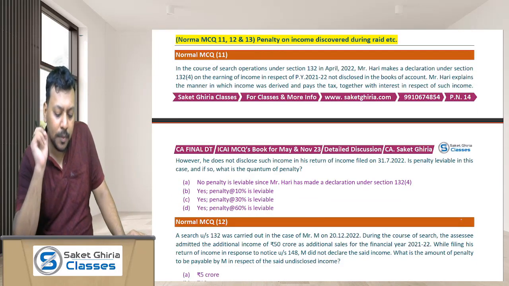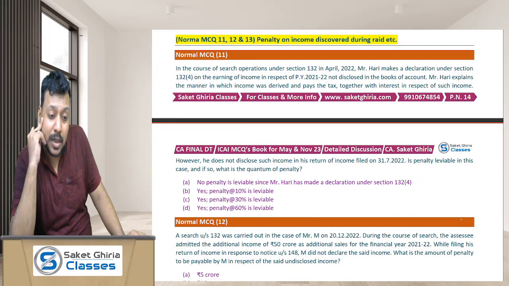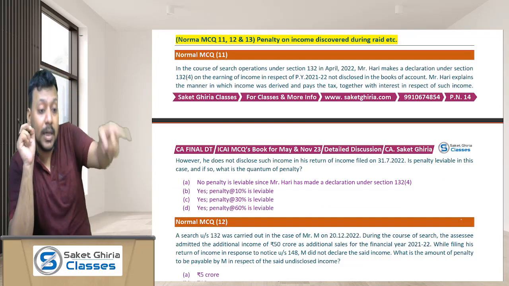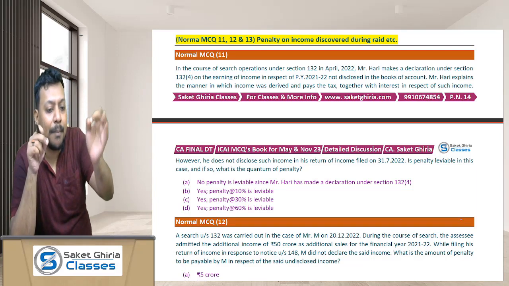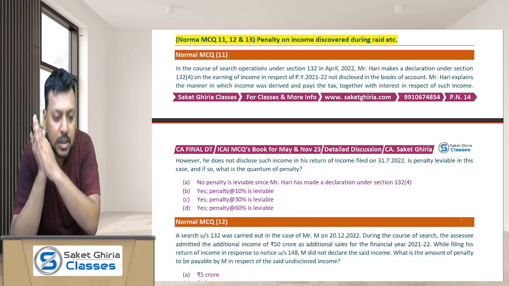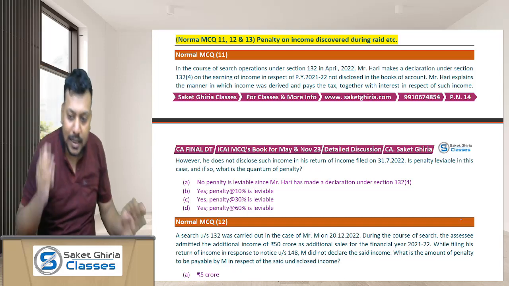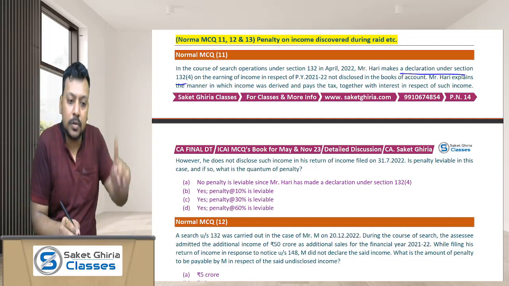So in the course of such operation under section 132, in April 2022, Mr. Hari makes a declaration under section 132(4). Means Mr. Hari successfully completed one of the steps, that he has made a declaration under section 132(4). Okay.